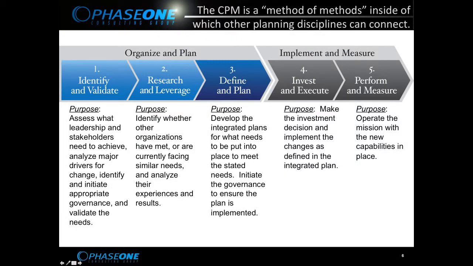So identify and validate, step 1. The purpose here is to really understand what the leadership and stakeholders really need to achieve, analyzing major drivers for that change, and identifying and initiating appropriate governance to meet those needs. So leadership is going to be in a situation where they're going to tell us that they need something. It can be, I need to save money on my IT hosting costs. I need to have fewer injured police officers on the job. I need to have wildland fire operations that are more effective.